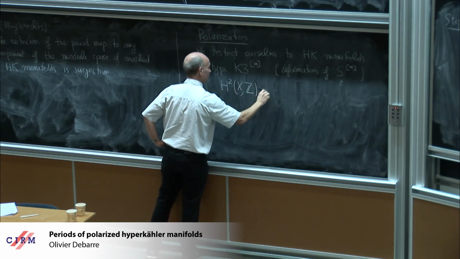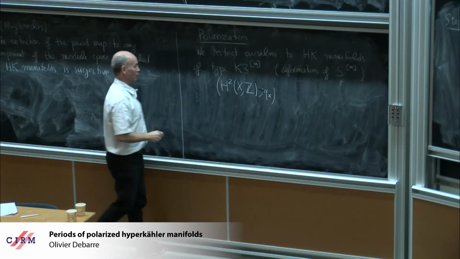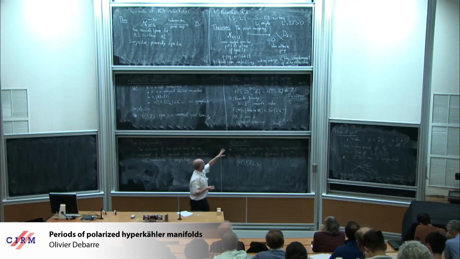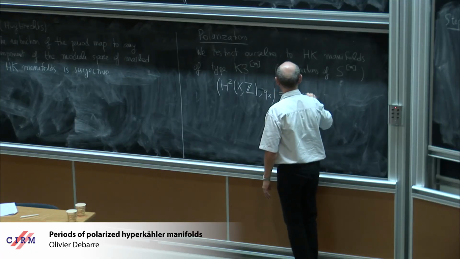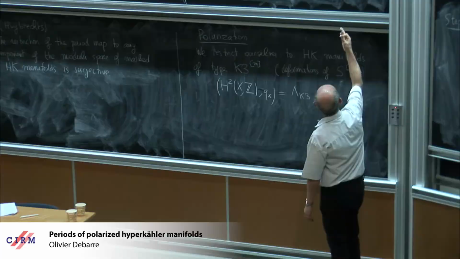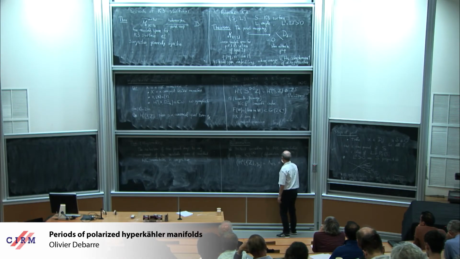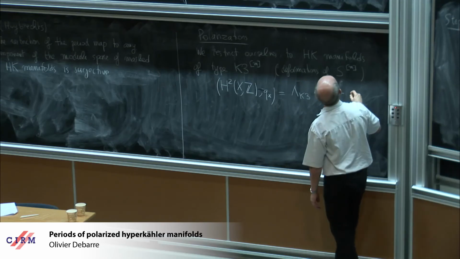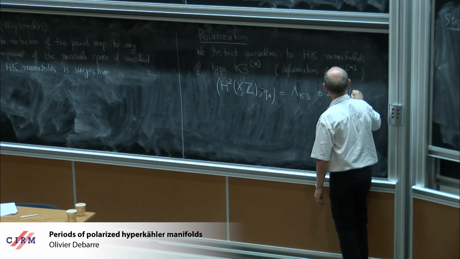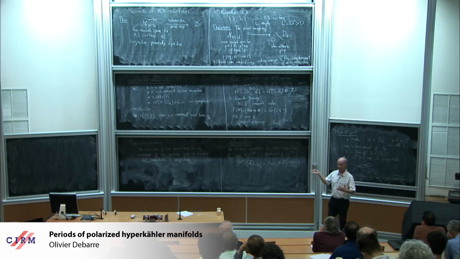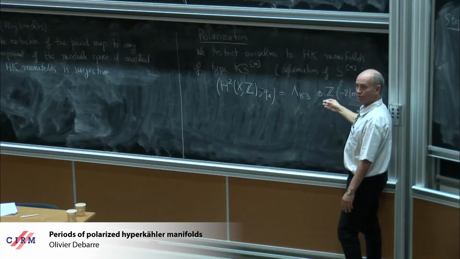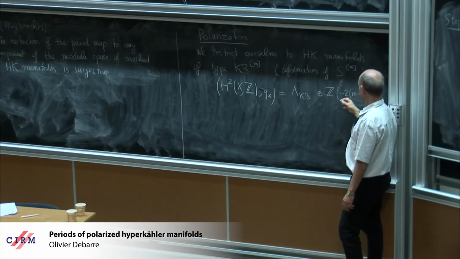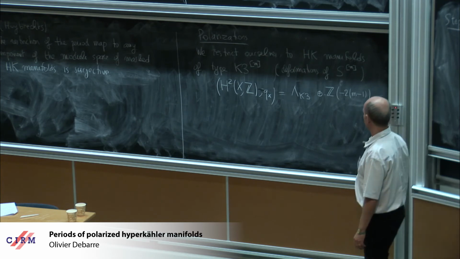Maybe I should add, this is a lattice in the sense that it's endowed with a quadratic form. The first part is the K3 lattice, which I explained at the beginning. And the second part is a rank 1 lattice whose generator has square minus 2m plus 2, minus 2(m−1). So the notation is clear: this is rank 1, and the generator has this square here.